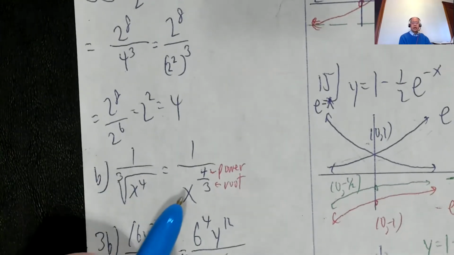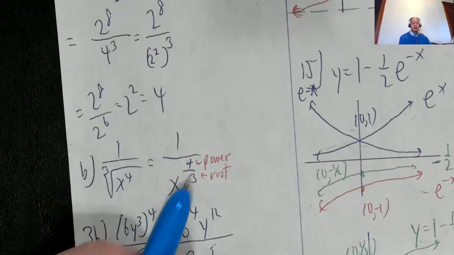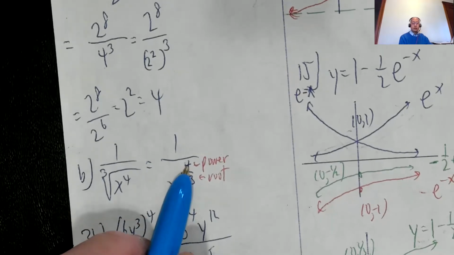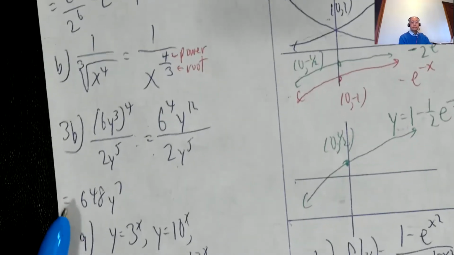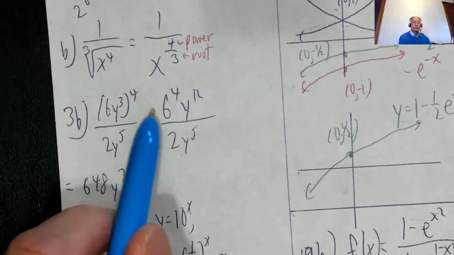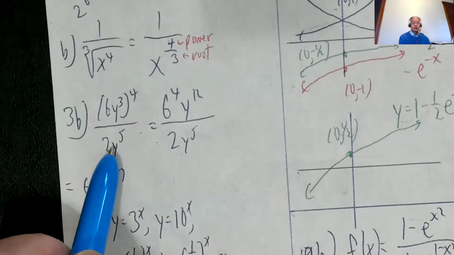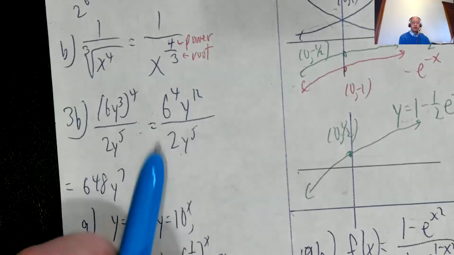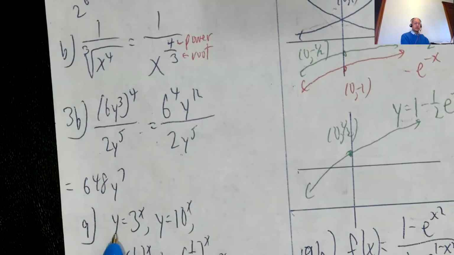b, write it as an exponent. 1 over cube root of x to the 4th means 1 over x to the 4 thirds. The number on the top is the power. The number on the bottom is a root. Cube root, 4th power. 3b, 6y cubed to the 4th means 6 to the 4th. y cubed to the 4th is y to the 12th over 2y to the 5th. 6 to the 4th divided by 2 is 648. y to the 12 minus 5 is y to the 7th.